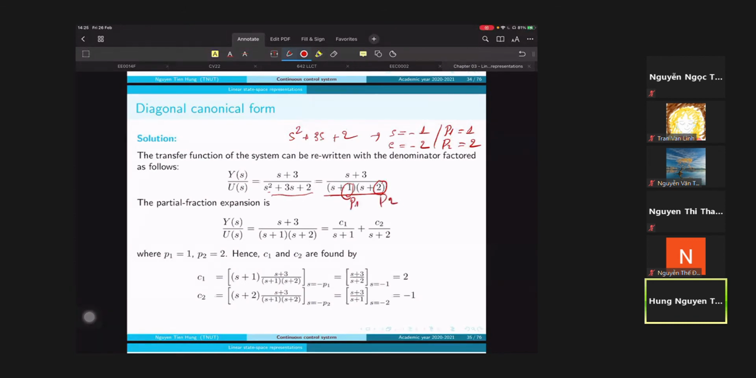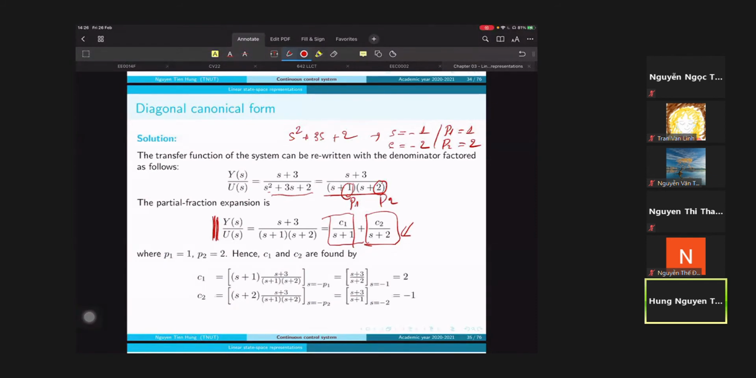So then we can represent the original system by two components, C1 over (s plus P1) and C2 over (s plus P2), like this. And you have to find C1 and C2.